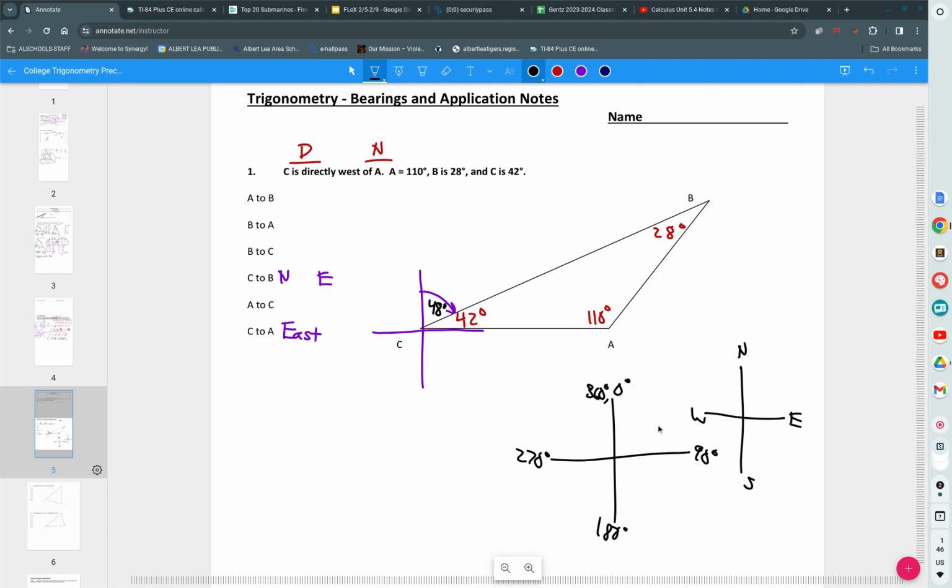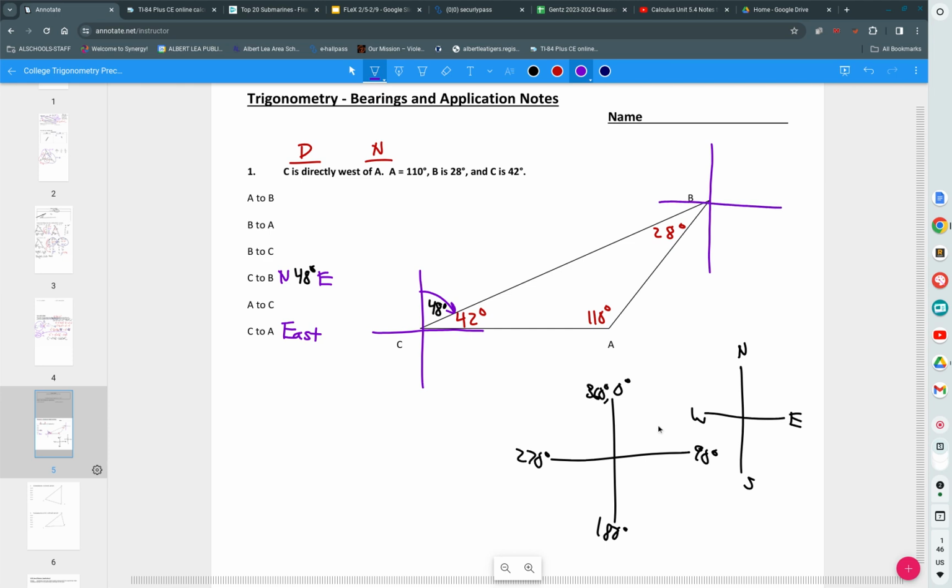Everybody agree that 48 and 42 make 90, so I had to turn 42 from 0, and I get 48 degrees from there. So this is north, 48 degrees east. Great. Notice how we fixed the ones that are sitting at C. I'm going to now put myself up at B.